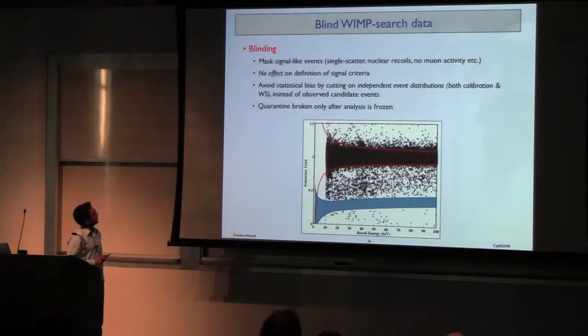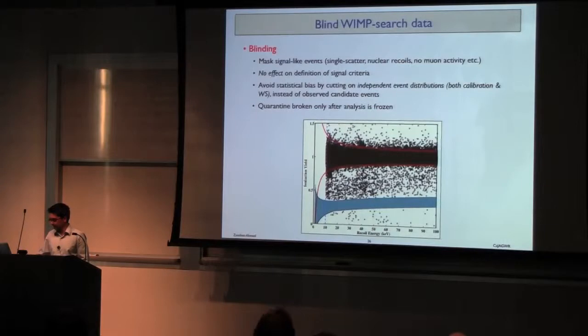Then we set cuts mostly on calibration data or on independent event distributions, meaning that if we're looking at WIMP search data, we're always looking outside of the WIMP search area. We break this quarantine, meaning we unblind, only when the entire analysis is frozen. And that's when we see whether we have any events or not.